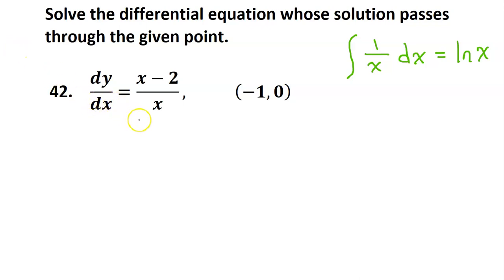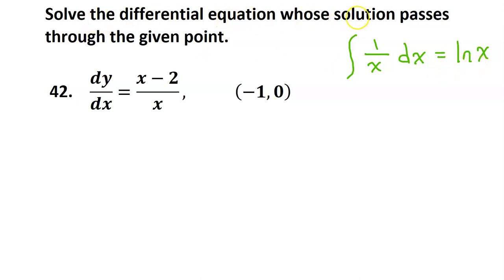In this video, I will show you how to integrate using natural logs. And this fact over here in the corner is the one that you need to memorize in order to solve problems like this. The integral of 1 over x equals the natural log of x.